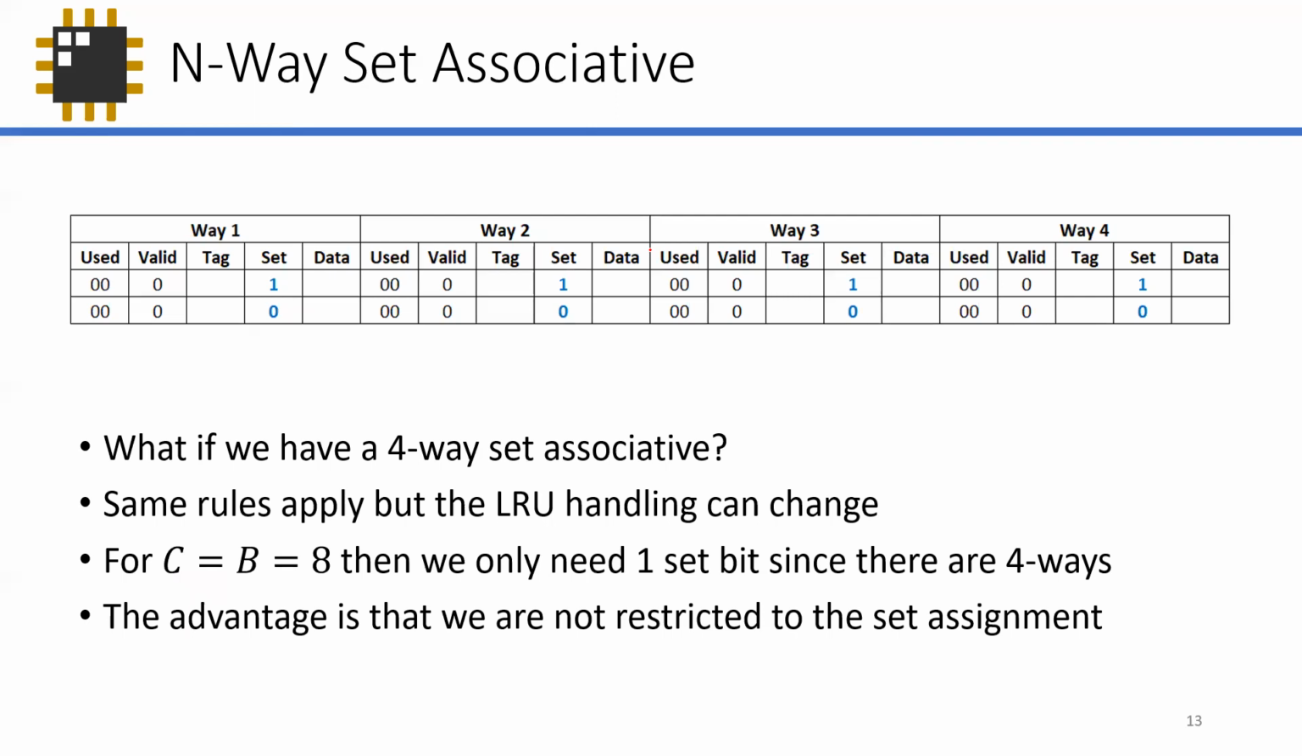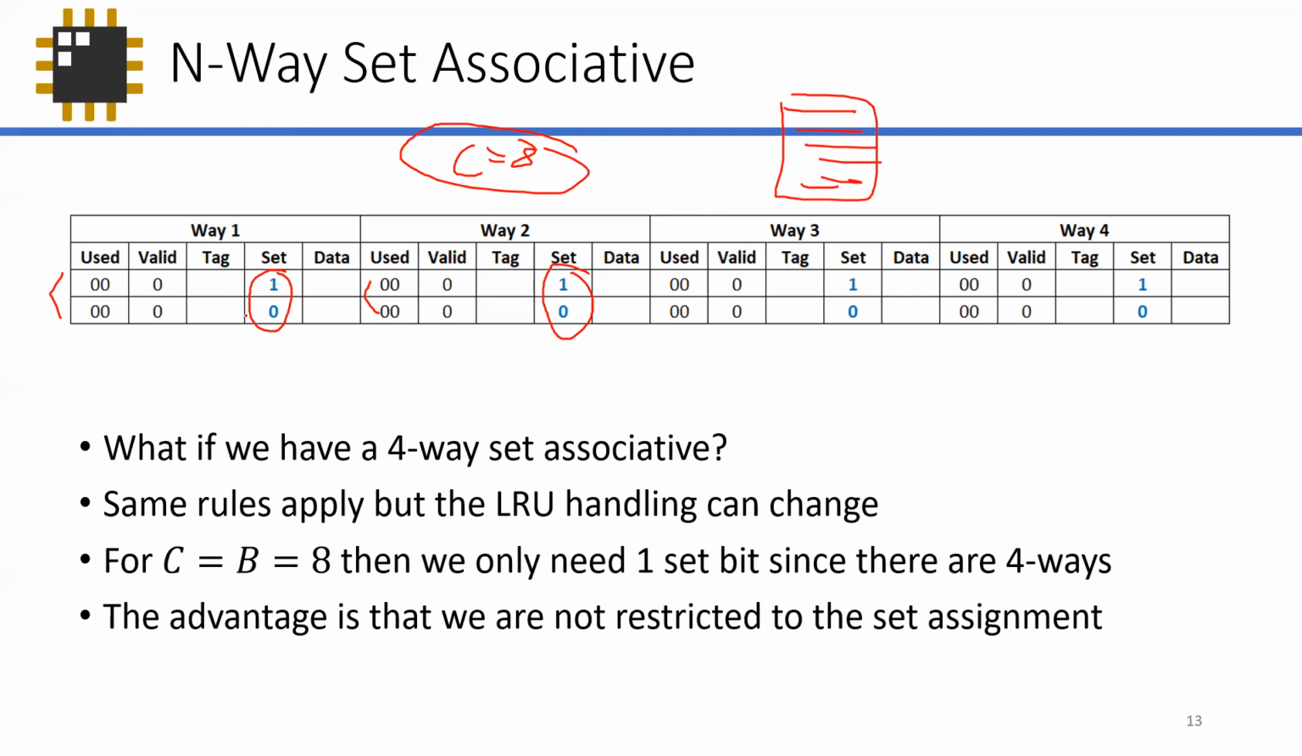So now you might be wondering, what if we have a four-way set associative, assuming we still have the same 8 words cache, right? So you could imagine that all those 8 words in the cache, you have to divide it into 4 ways. That leaves you with each way having just 2 sets of data only. Okay, so you're limited to 1 bit of set selection, right?